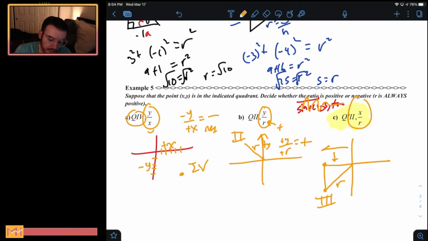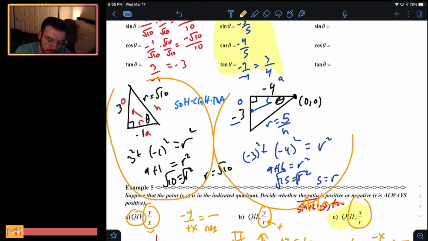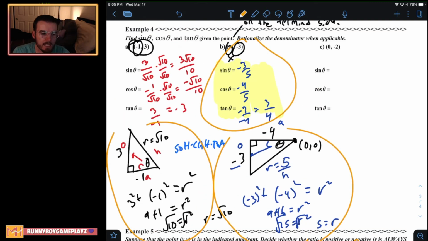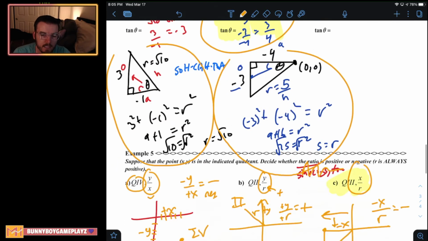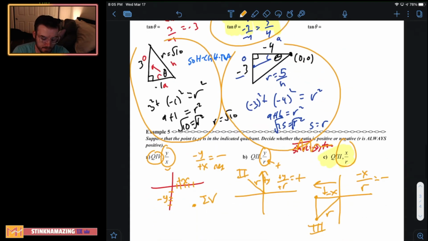Because we went to the left, it's a negative x value, but r is always positive, so the result is negative. And just to conclude the relevancy of this, as we find our trig values, especially up here, we were getting positive and negative solutions. So that does truly play a role. Positive is definitely different from negative.